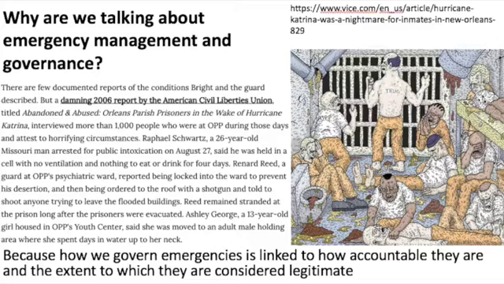So there's a little website that I found that talks about how Hurricane Katrina was a nightmare for inmates in New Orleans prisons, and particularly in Orleans Parish Prison. There was a report done by the American Civil Liberties Union called Abandoned and Abused: Orleans Parish Prisoners in the Wake of Hurricane Katrina. They interviewed 1,000 people who were at OPP during those days, and they have pulled out quite a lot of really horrific things that happened within this particular prison.